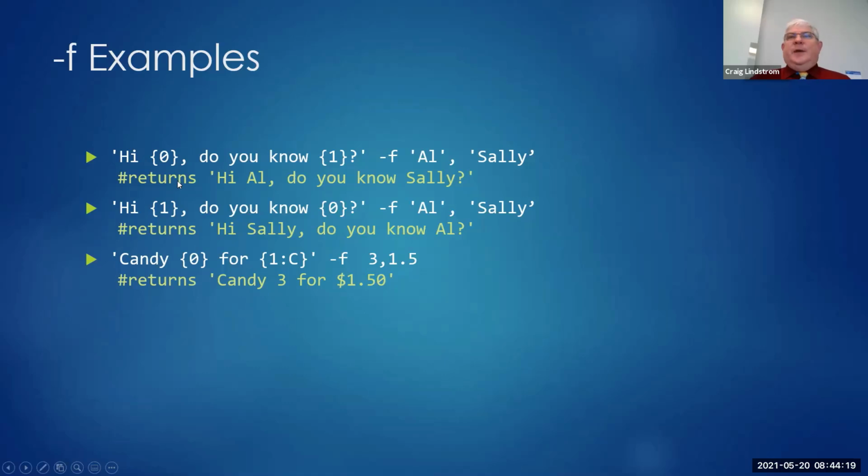So what we can do is put whatever we want in, and where we want to substitute information or put a variable in, we're going to put a placeholder. The placeholder uses braces and then a number. The number is an index number in the array that you're going to pass to the format function. So here we have, in this case, hi, then position 0, do you know position 1. Then we're going to call the format operator, and we're going to pass an array in of the values that we want to fill the positions in.